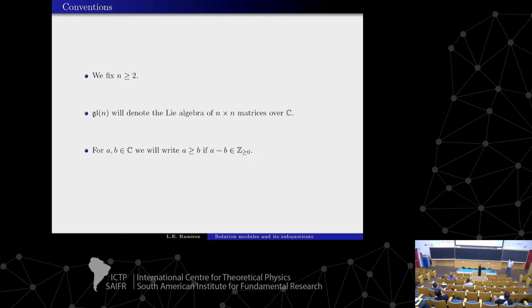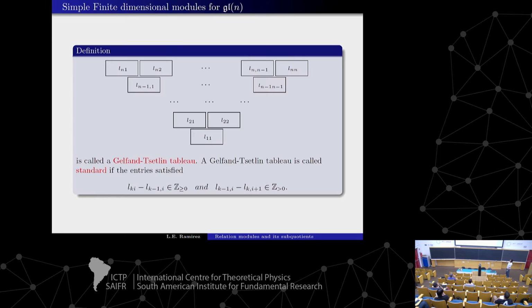Okay, in order to describe the construction of relation modules, I want to give the intuition. Where did these modules come from? The intuition came from simple finite dimensional modules. Any simple finite dimensional module for GLN has a nice construction.